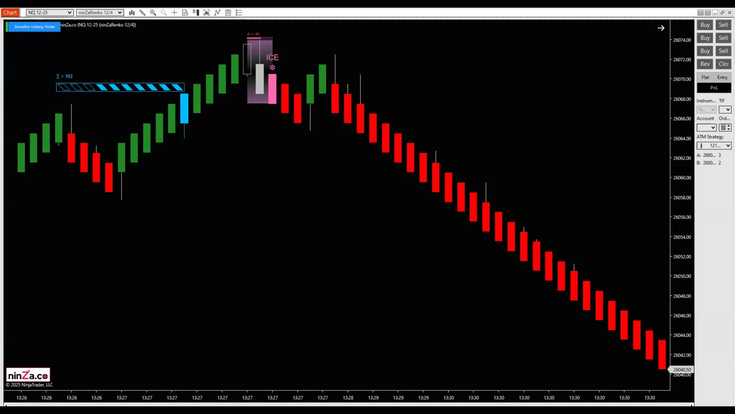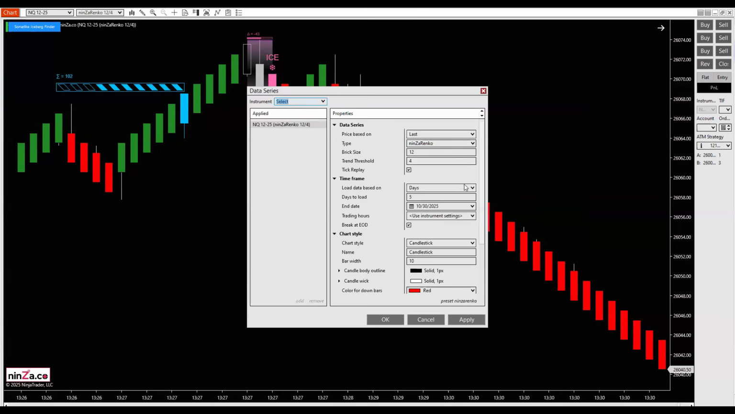Yes, you need to activate tick data. That's correct. So make sure that your tick data is turned on. Let me show you what I mean. Here, tick replay like this needs to be turned on. That is correct. Thank you for telling me.